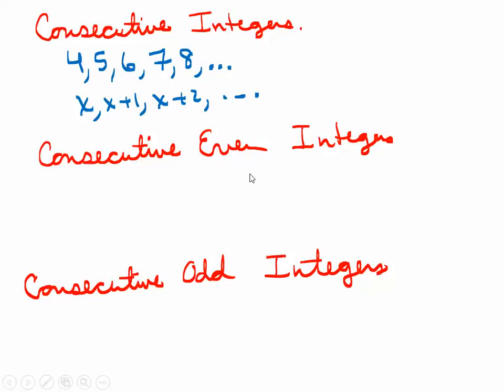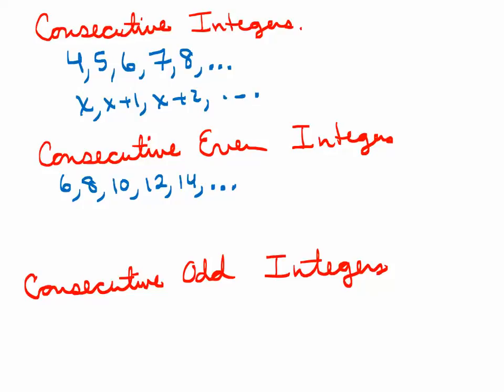Okay, how about consecutive even integers? How do they work differently? Again, starting randomly at 6. There's no reason why I have to start at 6, I just started there. 6 goes to 8, 8 goes to 10, then to 12, then to 14, then forever and ever.